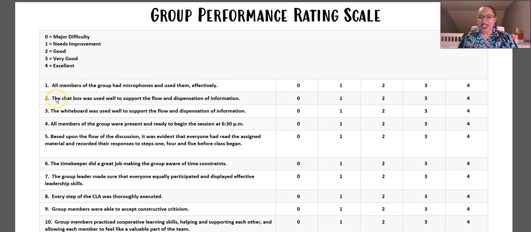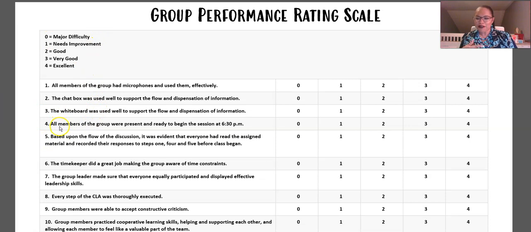All right, so next, the reflector is going to say, the chat box was used well to support the flow and dispensation of information. And everybody gives whatever number they want to give, right? Okay. The whiteboard was used well to support the flow and dispensation of information. Now, as I'm reading these, I want you to think about what areas are being examined or rated when I'm reading these statements. So when I'm talking about microphones being used and the chat box being used, those are technology oriented types of statements. So be thinking about that as I read these out.